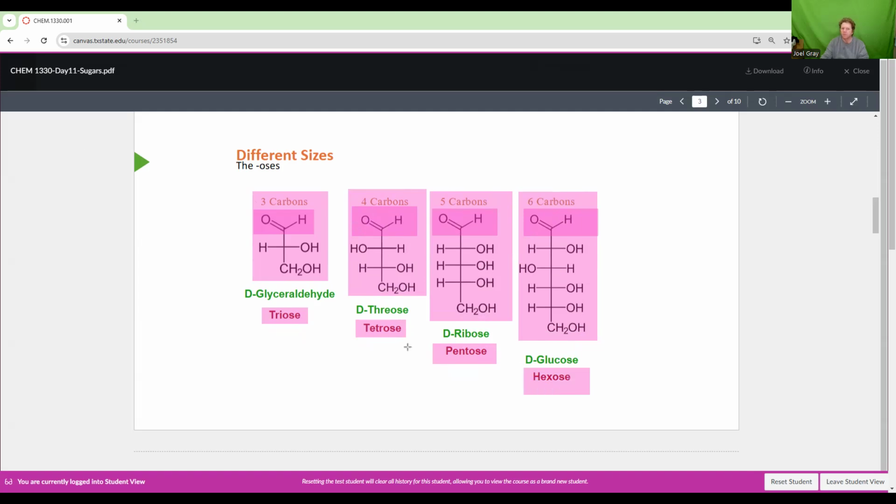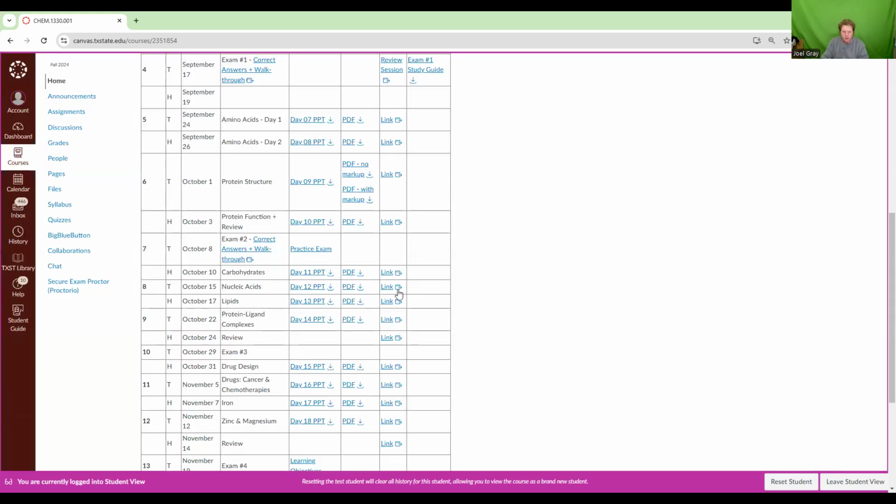If this hexose has an aldehyde functional group, it is an aldohexose. If it has a ketone, it is a ketohexose. So be able to identify, looking at a sugar, what it is. Does it have an aldehyde? Does it have a ketone? Is it an aldose? Is it a ketose? And so on. Next up, nucleic acids.